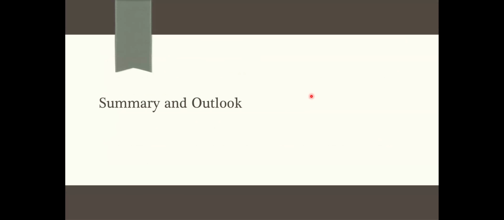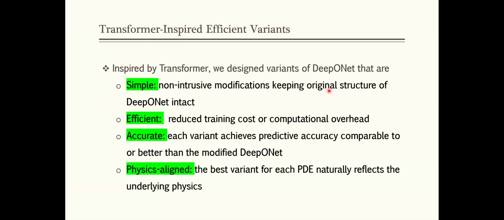Okay, let me wrap up by summarizing the key ideas and what we see ahead. Inspired by the attention mechanism in the transformer architecture, we designed several new variants of DeepONet that are simple, efficient, accurate, and physics aligned. They are simple because the modifications are non-intrusive. The core structure of DeepONet remains unchanged. They are efficient since these changes do not increase training time or computational cost compared to the vanilla DeepONet.